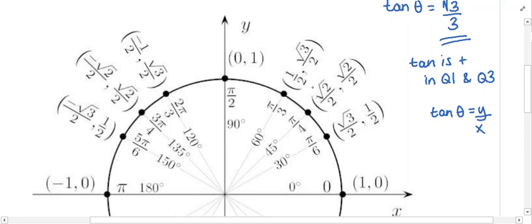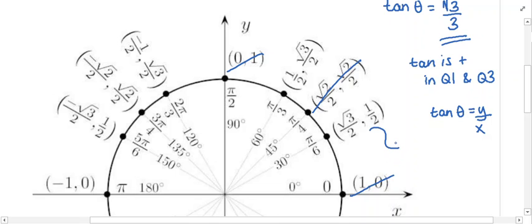Obviously these guys are not going to work, because 0 divided by 1 is 0, 1 divided by 0 is undefined. If you do the square root of 2 over 2 divided by itself, that's going to give you a tangent of 1, so pi over 4 doesn't work. So it's one of these two angles. It's either pi over 6 or pi over 3.